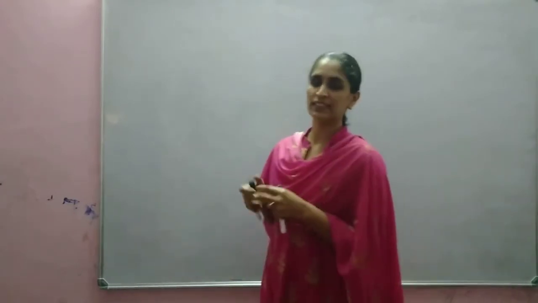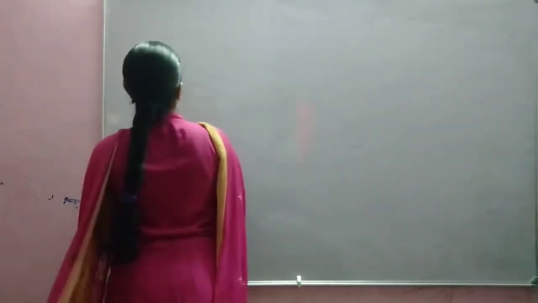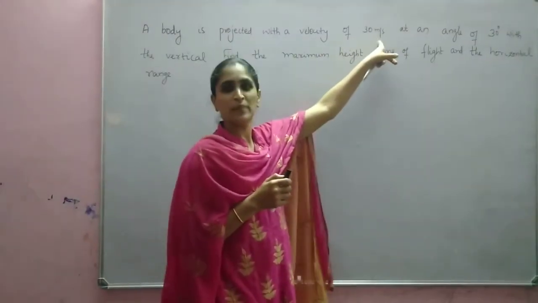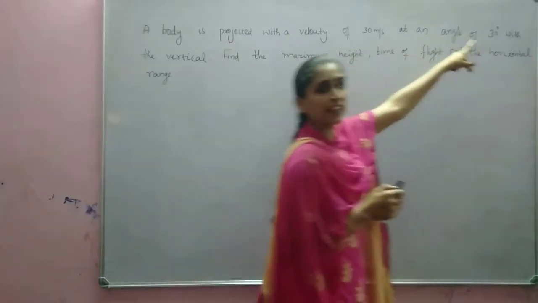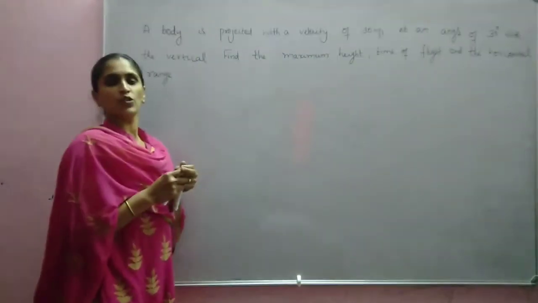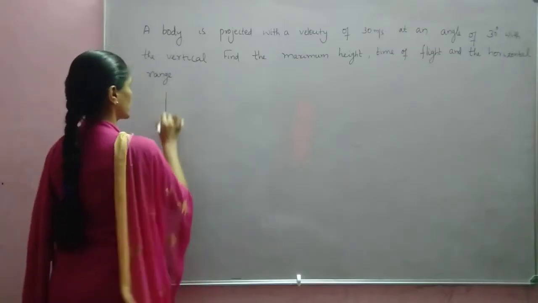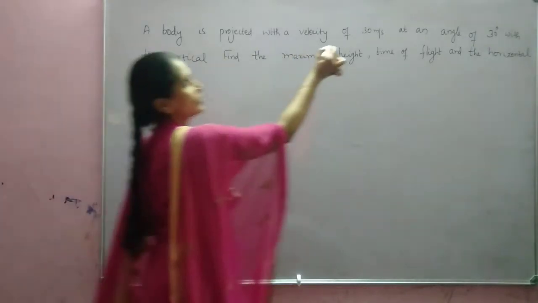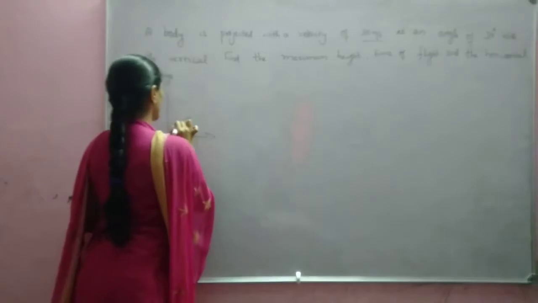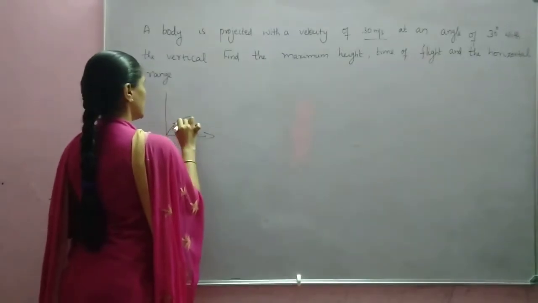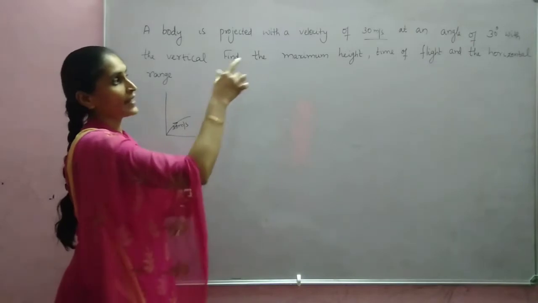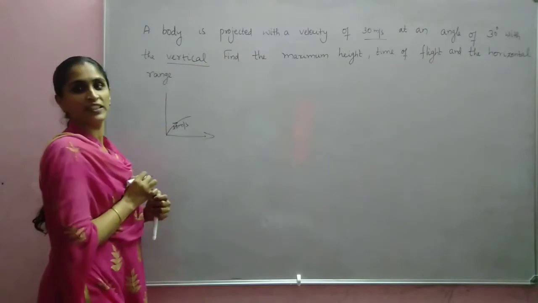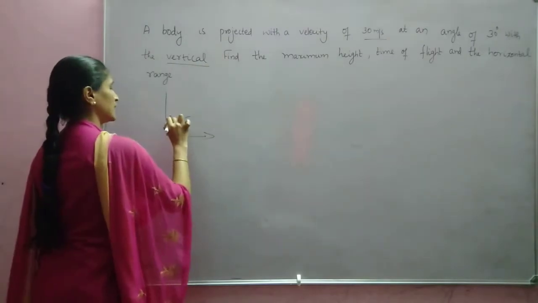So we'll discuss our first question. Here you can see that a body is projected with a velocity of 30 meter per second at an angle of 30 degree with the vertical. First of all, you can draw the diagram. Here an object is projected with a velocity of 30 meter per second at an angle of 30 degree. Which angle will it be, this angle or this angle? It is mentioned that it is with the vertical.